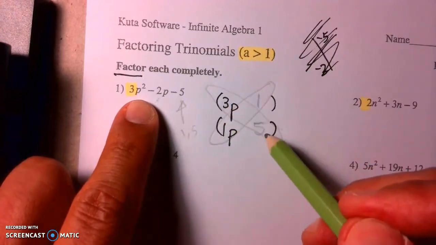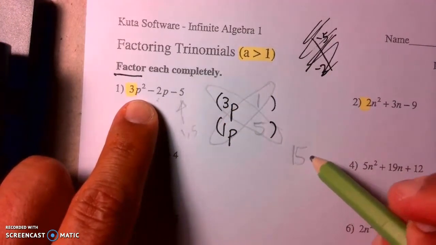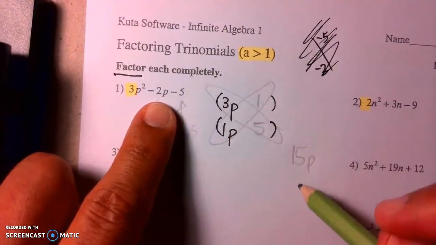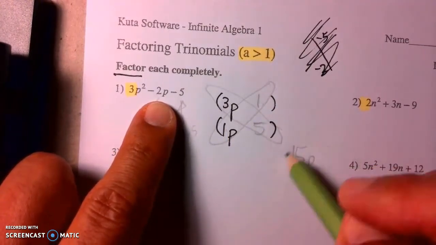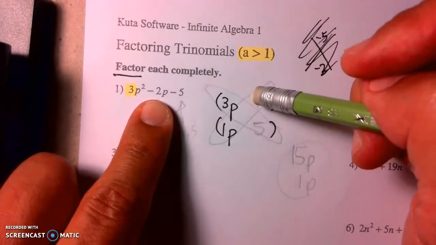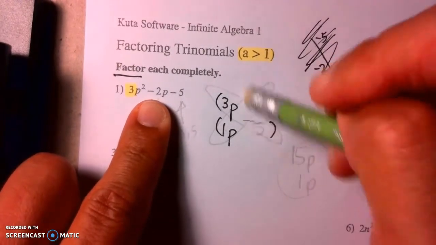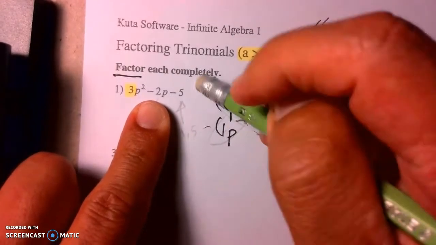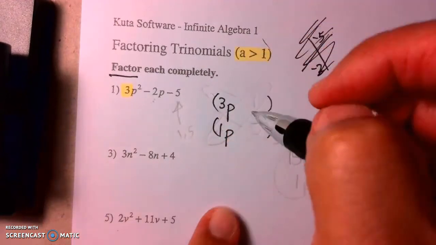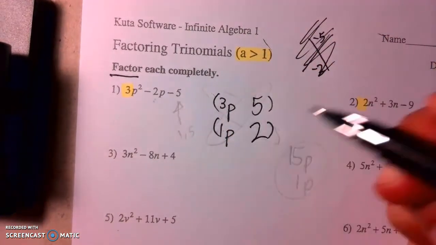If I go 3 times 5, that's 15p. That seems way too big for negative 2p. 1 times 1 is 1p. Whether you add these two numbers or subtract them, you're never going to get to that middle negative 2. Now, do not give up on the 1 and the 5. That's why I did this in pencil there. So I'm going to erase that, and instead of the 1 on top, I'm going to put the 5 on top, and I'll put a 2 on the bottom.